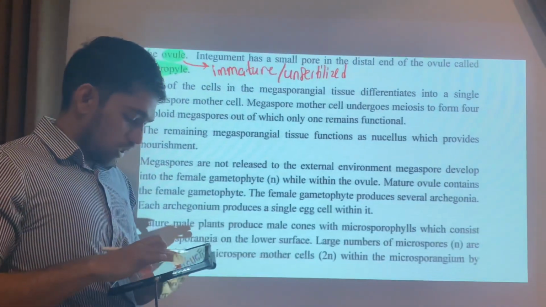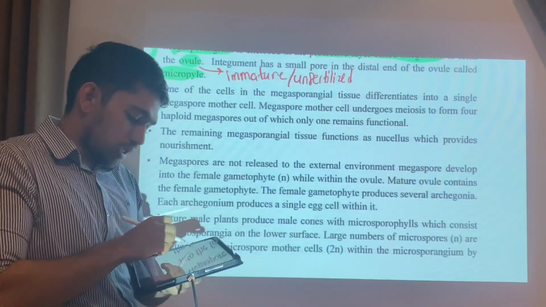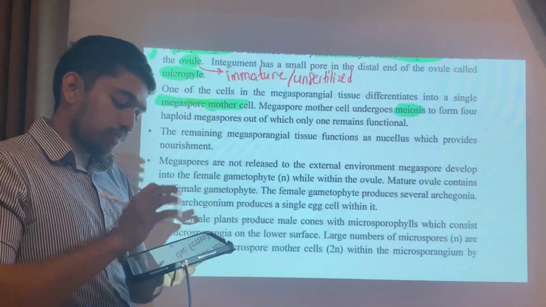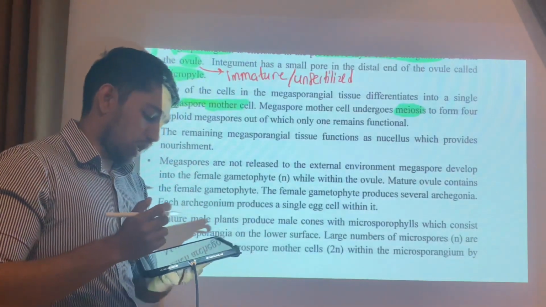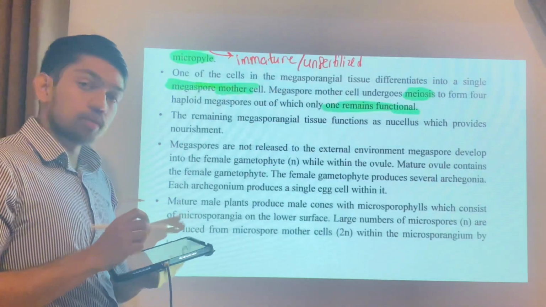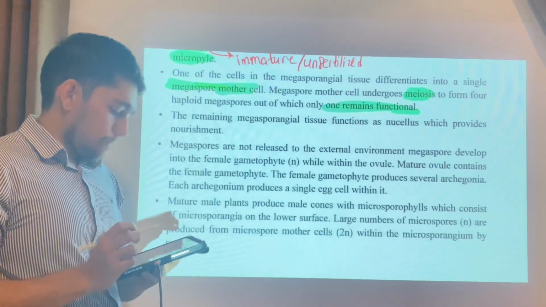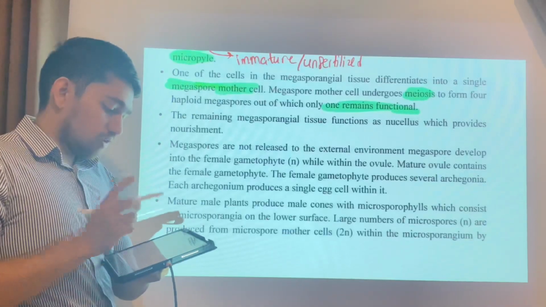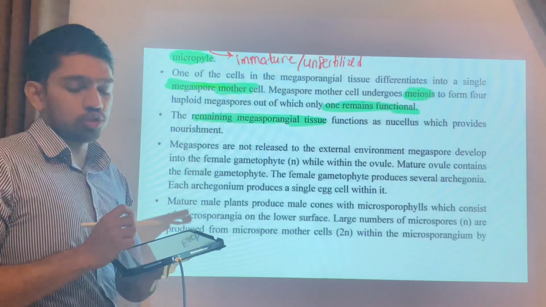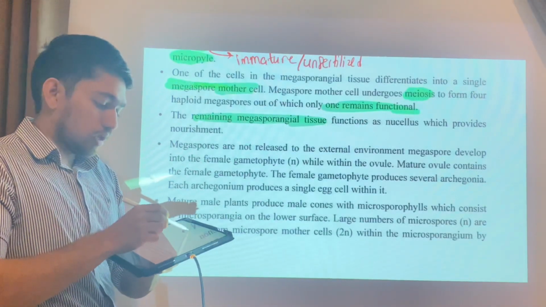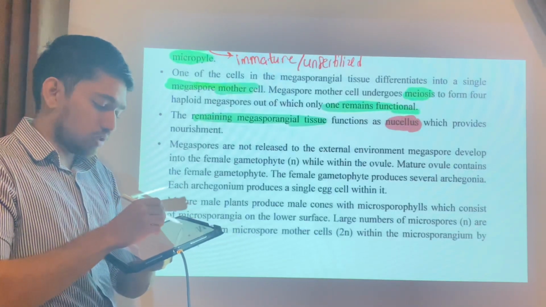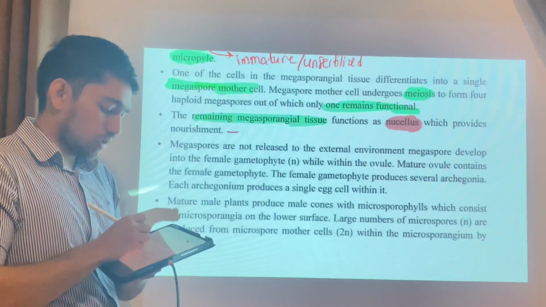So one of the cells in the megasporangial tissue differentiates into a single megaspore mother cell. The megaspore mother cell undergoes meiosis to form 4 haploid megaspores, out of which only one will remain functional. The other 3 degenerate, right? Then, very important, the fate of the remaining megasporangial tissue. It will become the nucellus. Nucellus provides nourishment to what? The female gametophyte.